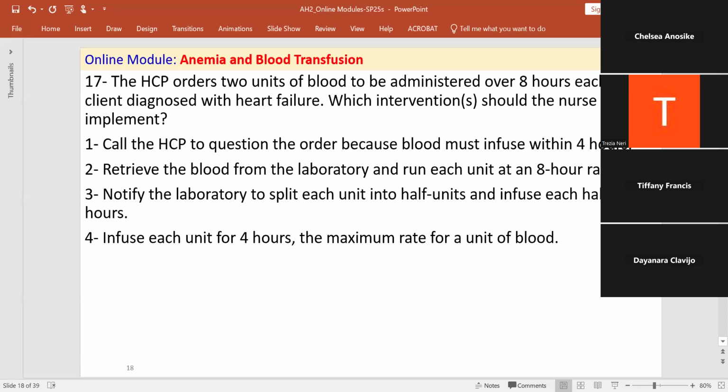I think it's A because it should only be within 4 hours. So 2 units of blood, to be administered over 8 hours each, for a client diagnosed with heart failure. And remember that sometimes we have patients who cannot tolerate the amount of blood because of heart failure, because of CHF, because they may develop a fluid overload.